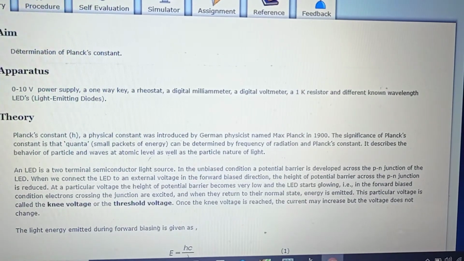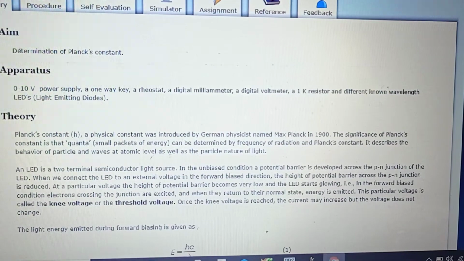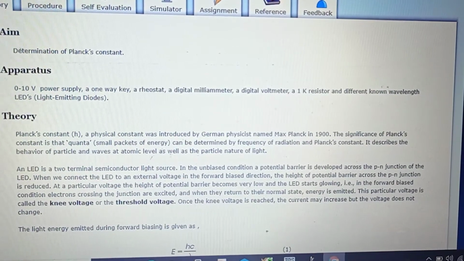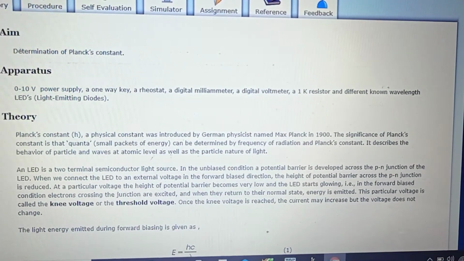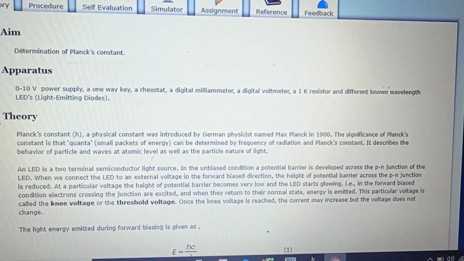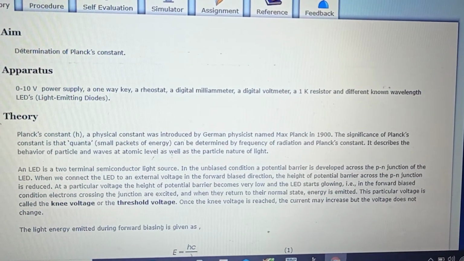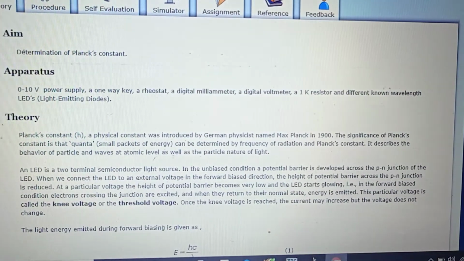An LED is a two-terminal semiconductor light source. In the unbiased condition, a potential barrier is developed across the PN junction of the LED, and when we connect the LED to an external voltage in the forward bias condition, the height of the potential barrier across the PN junction is reduced. At a particular voltage, the height of the potential barrier becomes very low and the LED starts glowing.